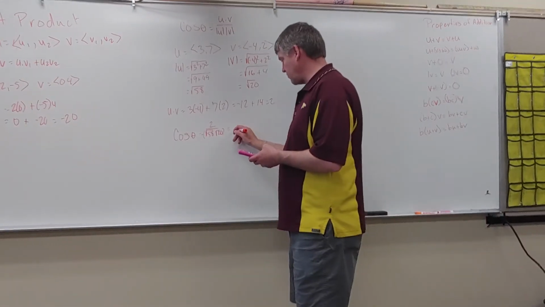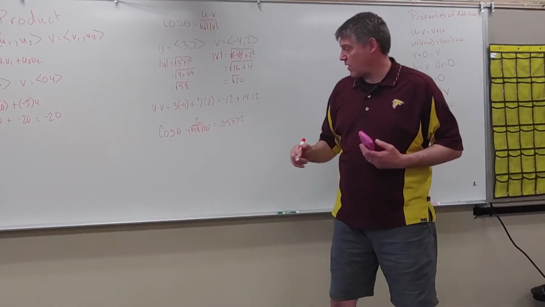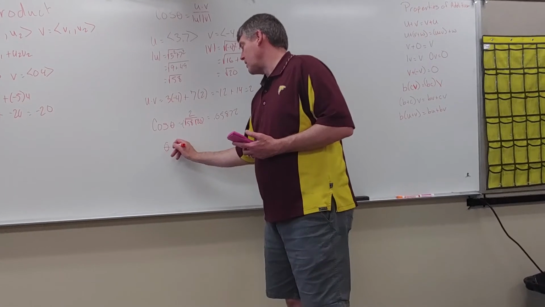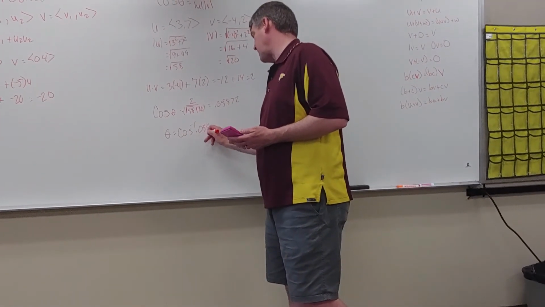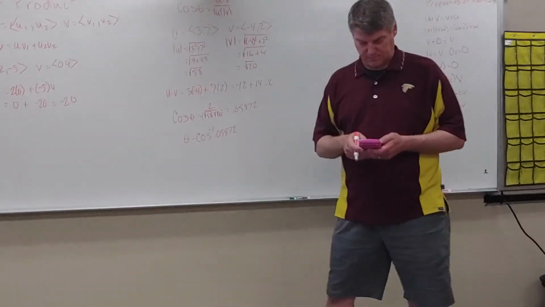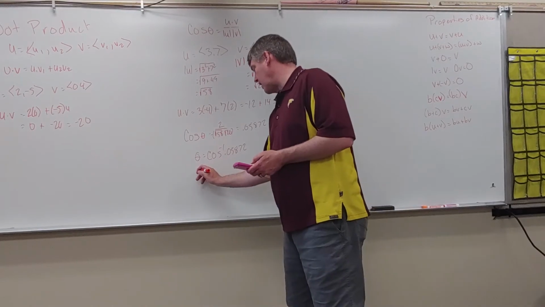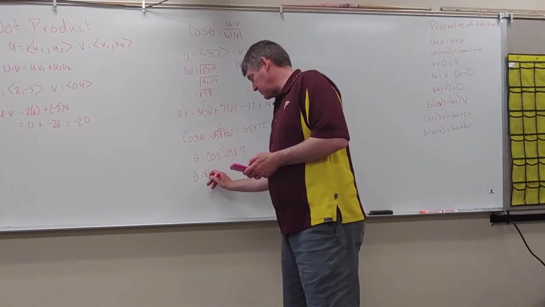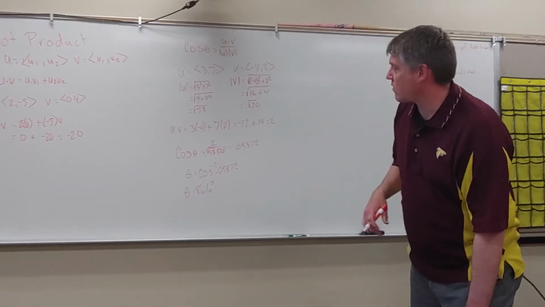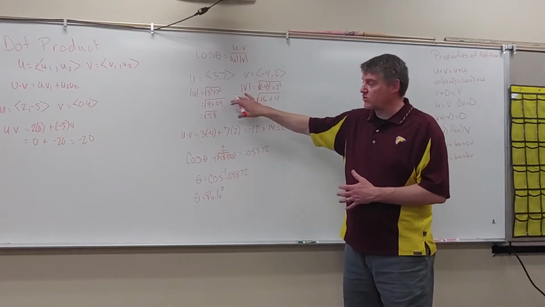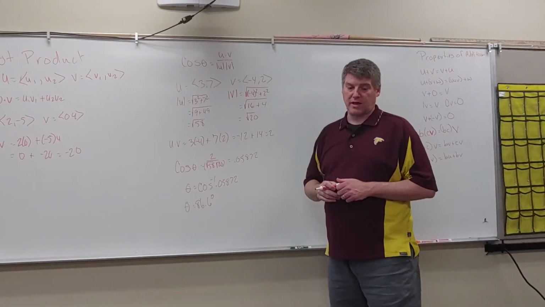That gives me a decimal, 0.05872. And now what we're going to do is find theta. We're going to go cosine inverse of 0.05872, and we get an angle of 86.6 degrees. So we want to make sure that you can find the magnitude for each of them, find the dot product, and then you're just going to put it in this formula.